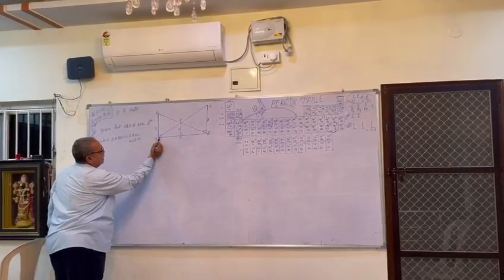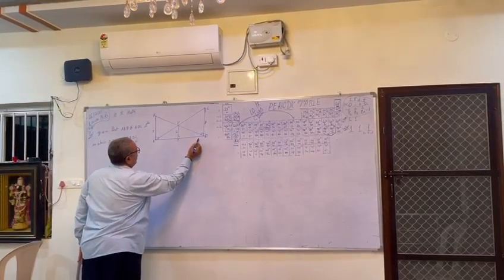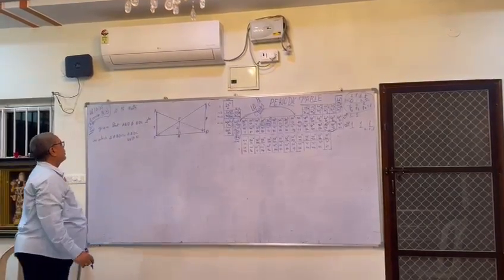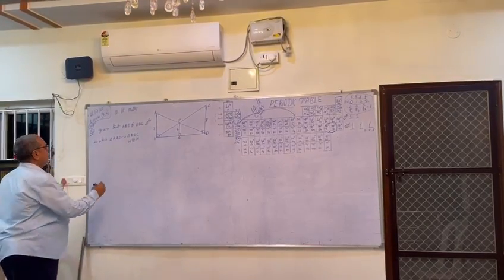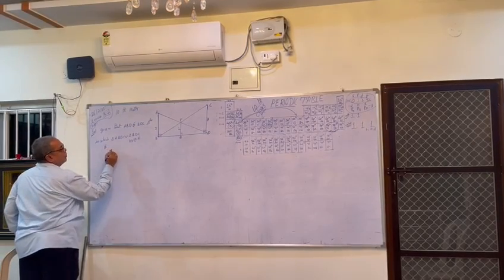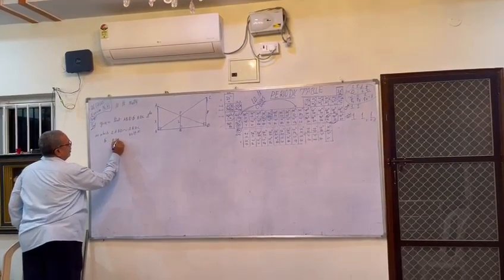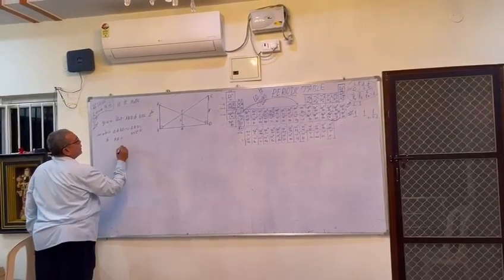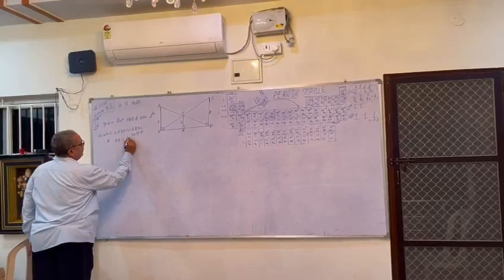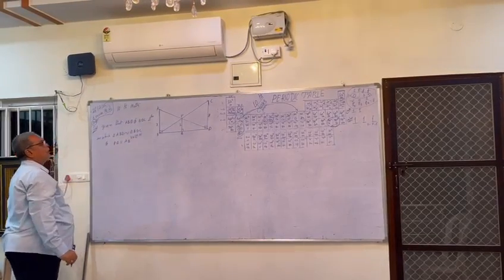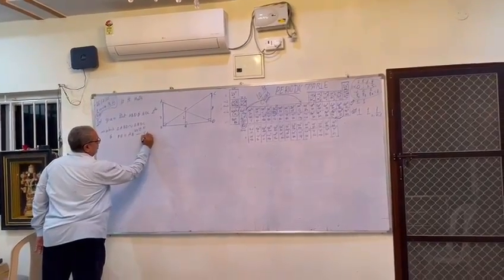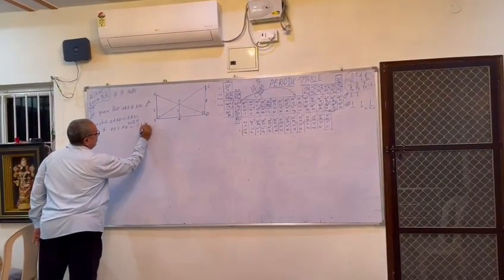Here B is 90 degrees and D is 90 degrees and Q also is given as 90 degrees. That's why it is a similarity. And what is given? PQ is parallel to AB. What is this? This is the converse of the basic proportional theorem.